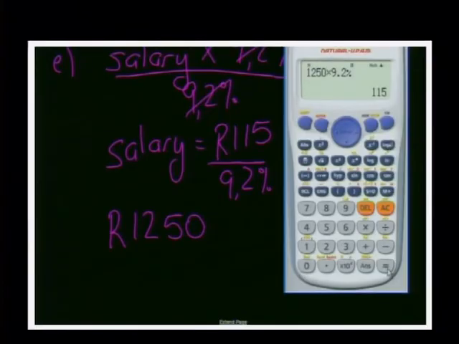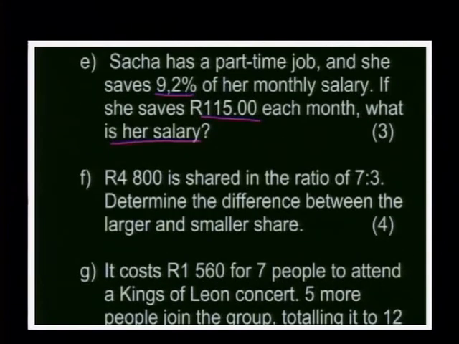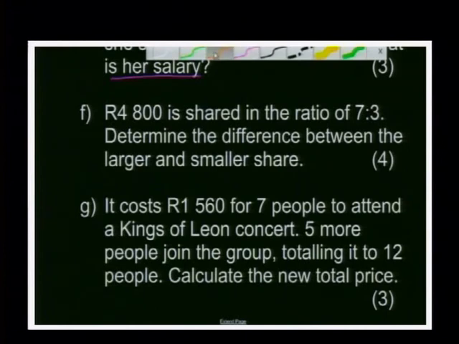Okay, let's see, have we answered the question correctly? The question said, determine her salary. We've calculated her salary, so we've got that correct. Right, moving on to question F. Right, let's space there. Right, 4,800, let's try a different color for a change.